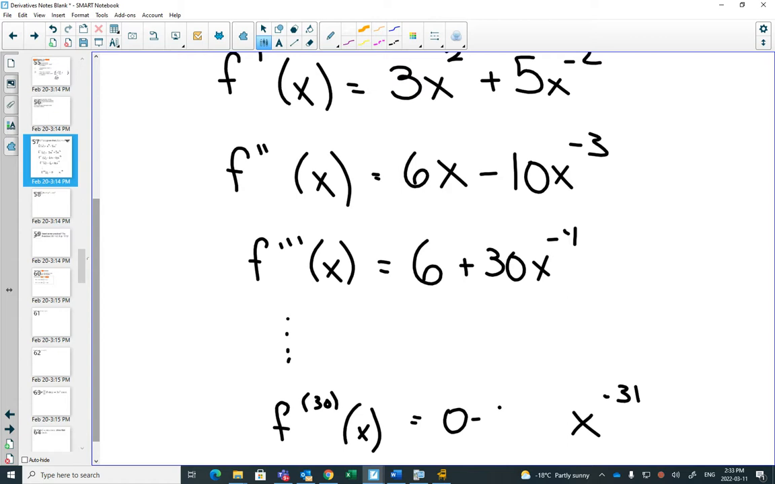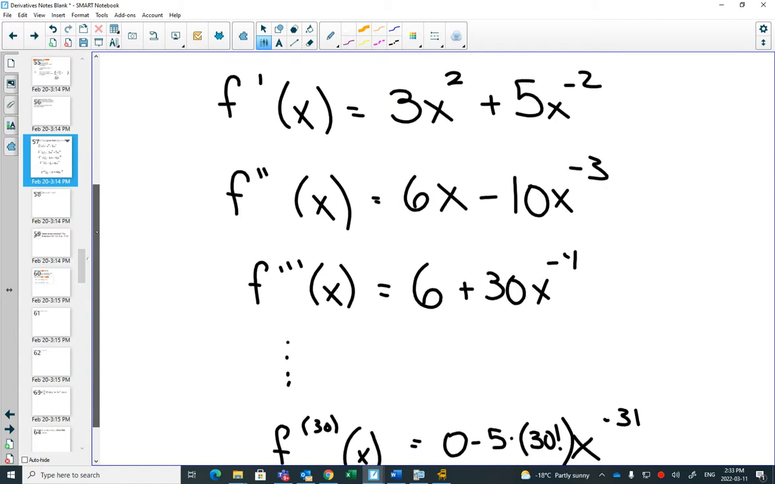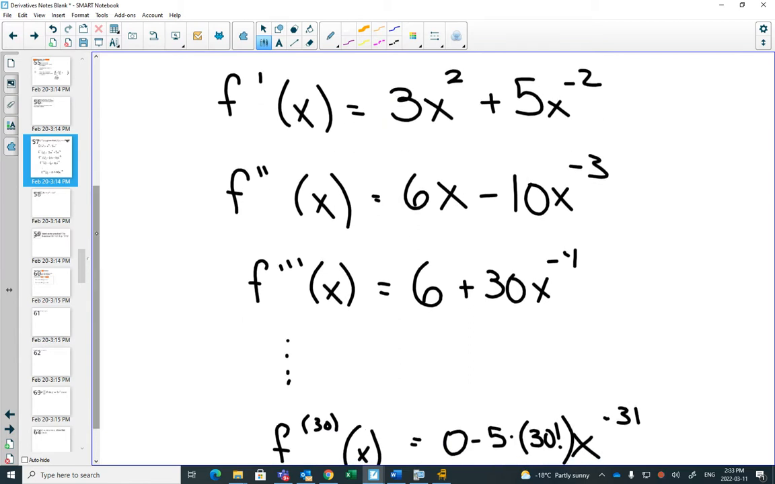Would you agree if I wrote 5 times 30 factorial? Does that make sense? Because the first one, or wait, let's see. This is 5 times 2. And then this one is 5 times 3 times 2. And the next one will be 5 times, because the 5 is there originally, 4 times 3 times 2. And 4 times 3 times 2 times 1 is 4 factorial.